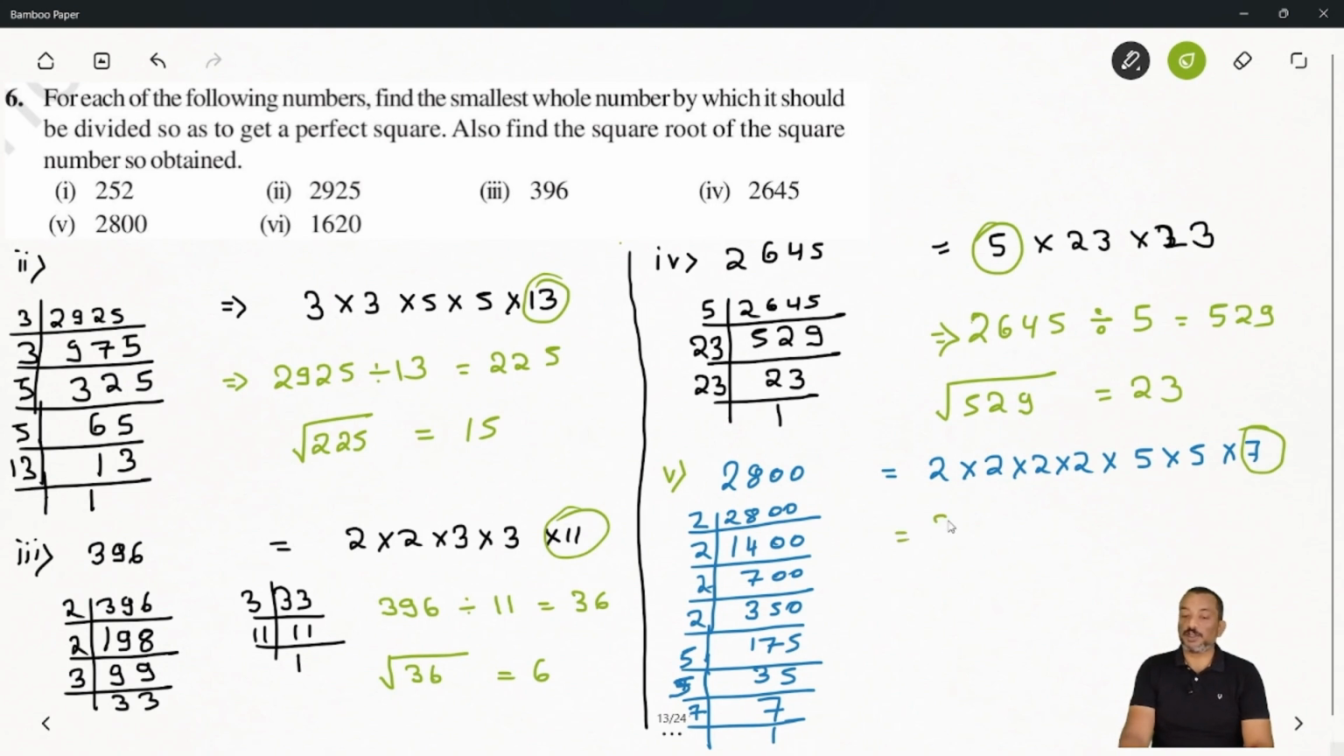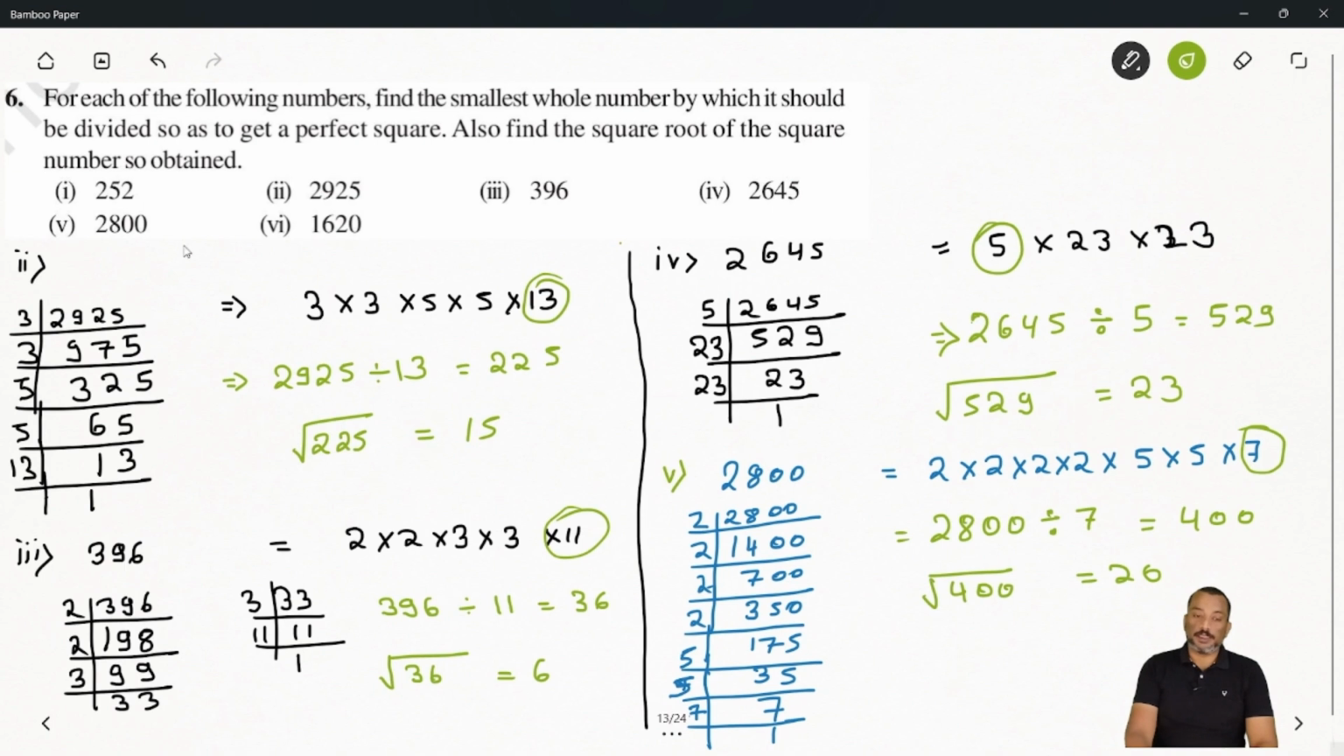So you can say 2800 divided by 7. So you will get how much? We will divide, so you will get 400. Okay, and the square root of 400, you will get how much? We will get 20. Okay, so hope it's clear.